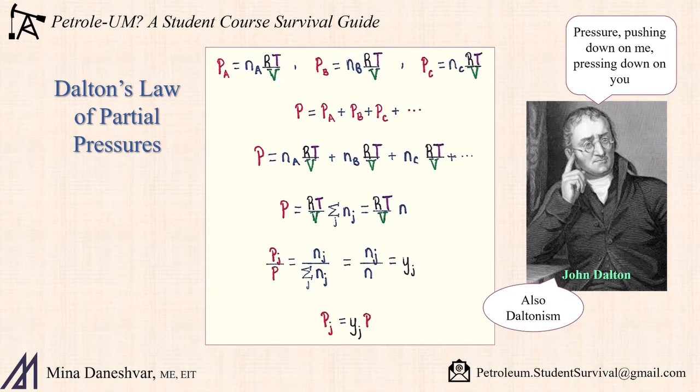Sum of the partial pressures is the total pressure. P equals the sum of Pa, Pb, Pc, etc. Ratio of the partial pressure of component J to the total pressure of mixture P. Partial pressure of a component is then as follows.